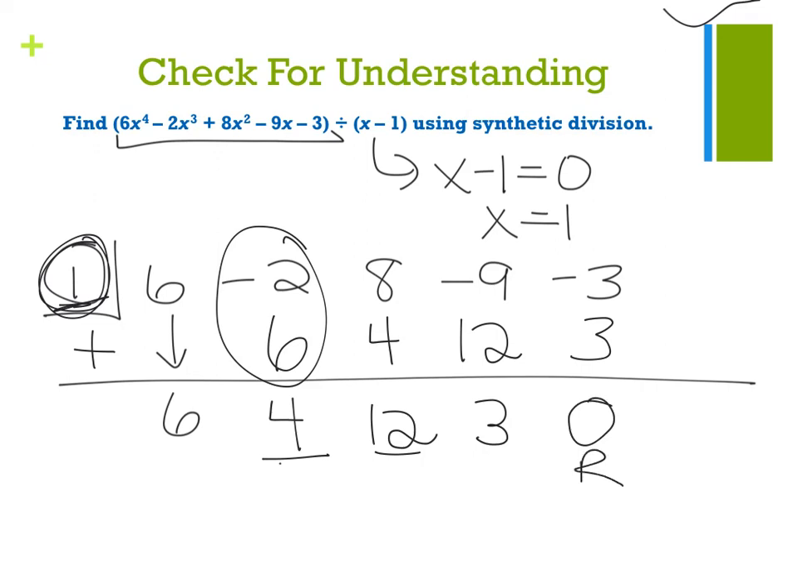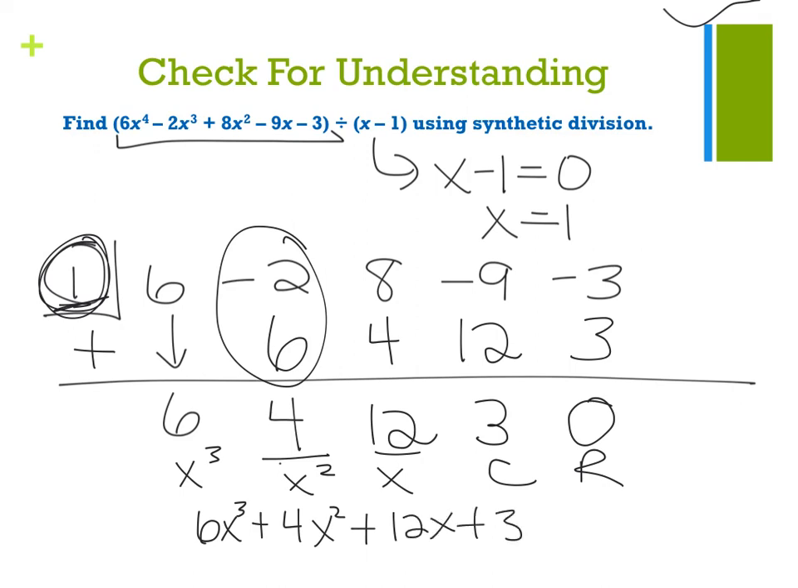So since my remainder is 0, 3 would be my constant, 12 would be my x to the first term, x squared term, and then x cubed is the 6. So my final answer would be 6x cubed plus 4x squared plus 12x plus 3. And I don't have to add anything beyond that because our remainder here was 0, which means x minus 1 is divided evenly into this quartic function, 6x to the fourth minus 2x cubed plus 8x squared minus 9x minus 3. Which means that the answer to the multiple choice was D.